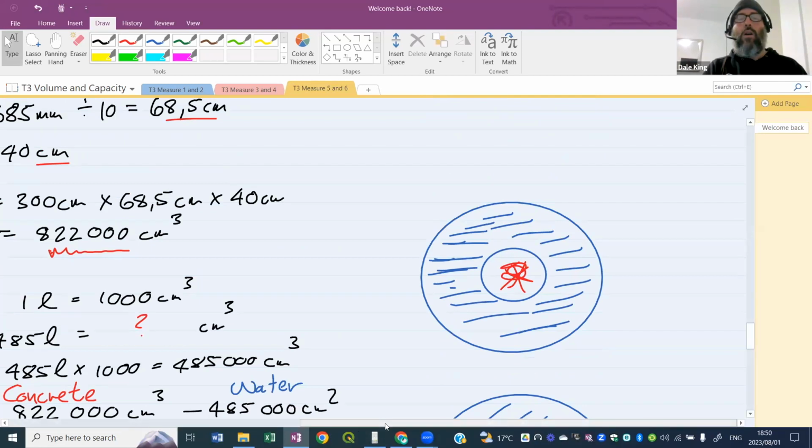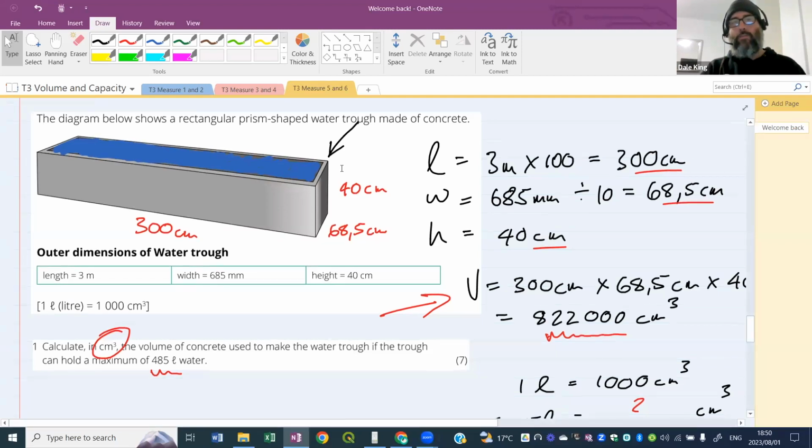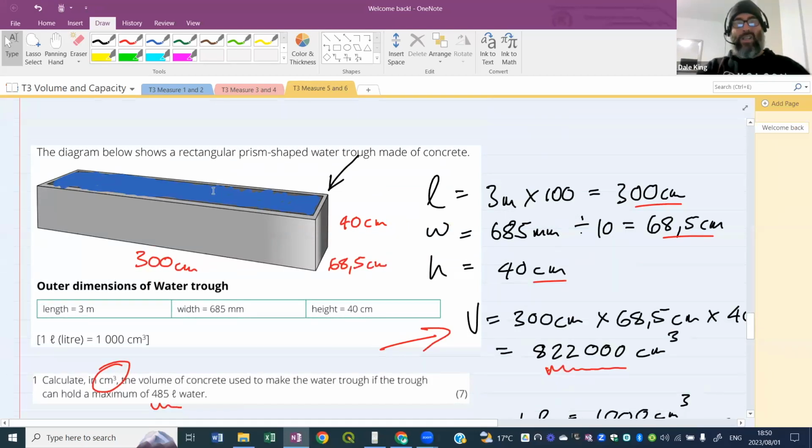They don't want a whole concrete block. They want the outer part of the concrete block. So there's a rectangular prism in the middle, which is a volume of water, and there's a bigger one on the outside. You must remove the two. Sometimes they'll give you dimensions for the inside of the trough and dimensions for the outside, and they'll ask what is the volume of concrete. Then you work out the rectangular prism on the inside, you work out the rectangular prism as a whole, and you subtract them.